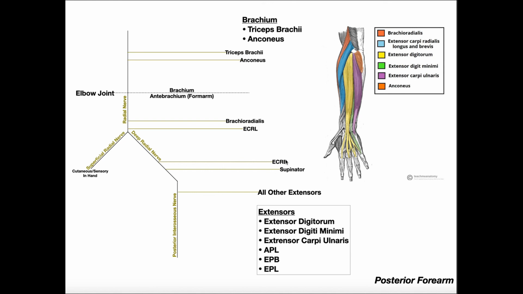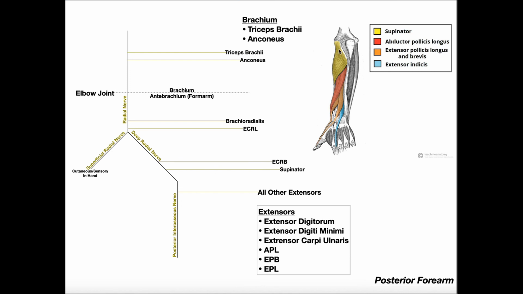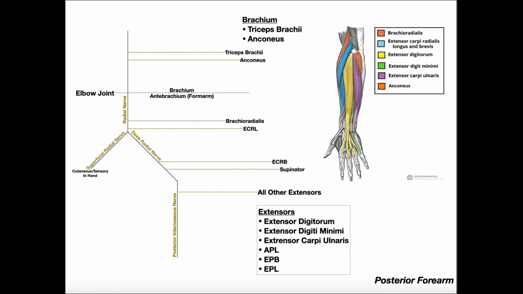Extensor carpi radialis brevis. Now, the next one is not extensor digitorum, this yellow one. It's actually deep to all these three. So if we peel those off and take a look underneath, this yellow muscle is supinator. And so notice that supinator really just lies deep to all three of those muscles, brachioradialis, extensor carpi radialis longus, and brevis. And so the second branch that comes off of the deep radial nerve is for the supinator muscle. Okay? And then, of course, the deep radial nerve enters the supinator tunnel, and when it exits the supinator tunnel, it changes names to posterior interosseous nerve.